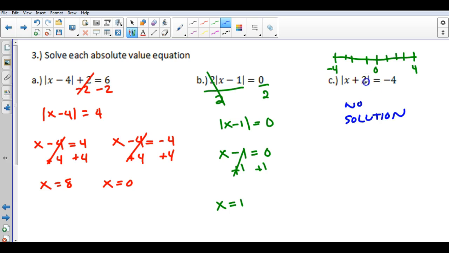So right away, before you even start to solve this problem, realize that you are taking an absolute value and you are setting it equal to a negative. And since absolute value, whatever comes out of that has to be a positive number, there's no way that it can be negative. So that would be no solution.